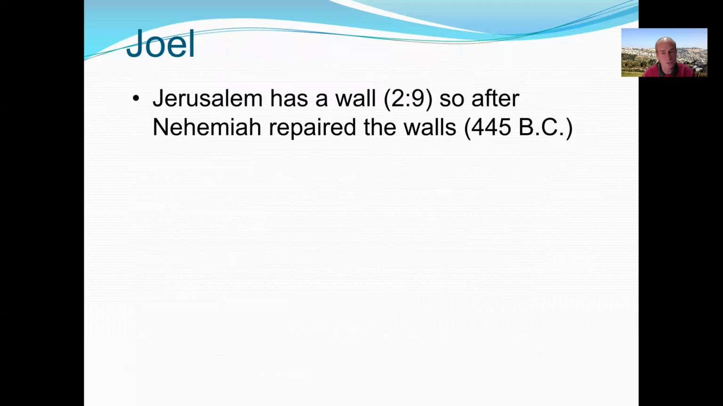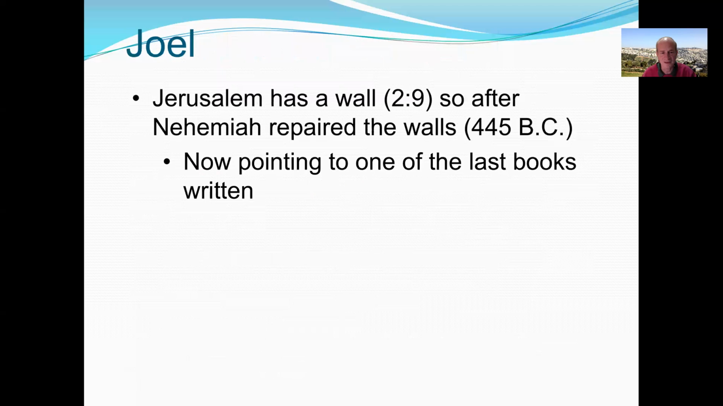And Jerusalem has a wall. It's just a wall that the locusts climb on in chapter 2, verse 9, but it is a wall. So that would tend to indicate that this was after Nehemiah repaired the walls, which was well after the return from exile. It was about 445 BC. And if this book of Joel was written after 445 BC, then that would point to it being one of the last books in the Bible, in the Hebrew Bible or the Old Testament, that was written.